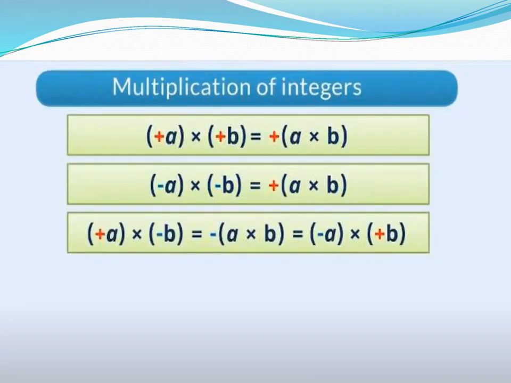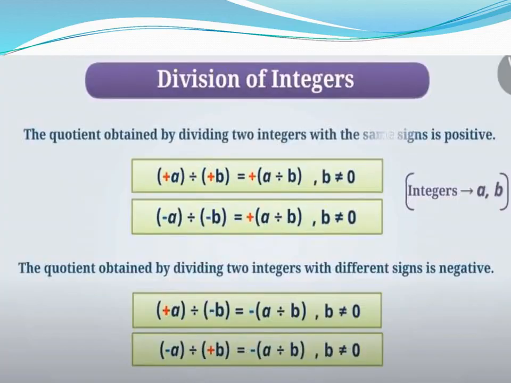Suppose you take one positive integer and the second a negative integer, the resulting product is negative. Suppose you take positive integer a and negative integer b, then the product a into minus b equals minus of a into b. And also if you multiply two integers where the first is negative and the second is positive, the resulting product is also negative. So we conclude that a into minus b equals minus a into b equals minus of a into b. Division of integers.